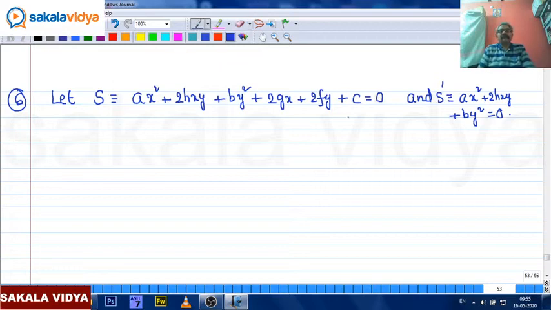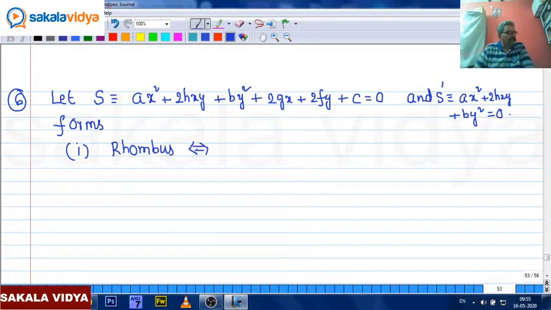S is equal to 0 and S dash is equal to 0 forms... First point: rhombus. What is the condition to form a rhombus?